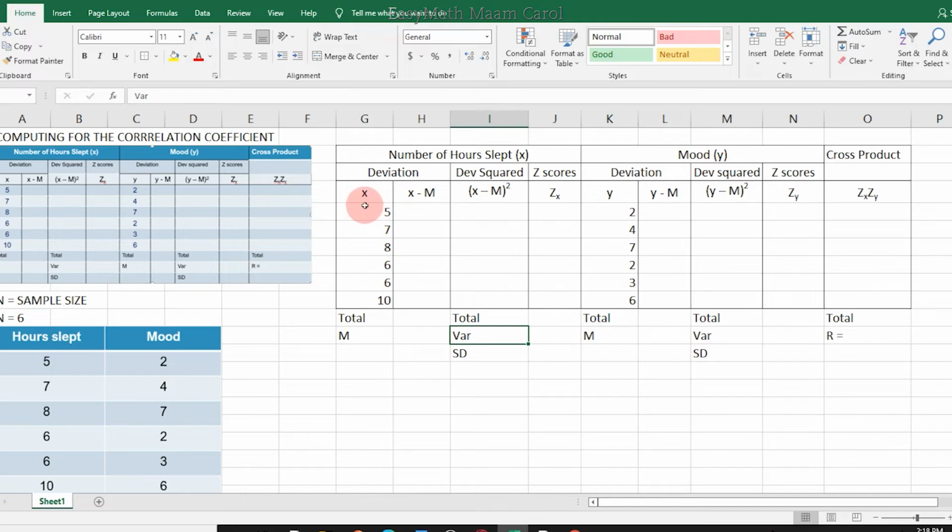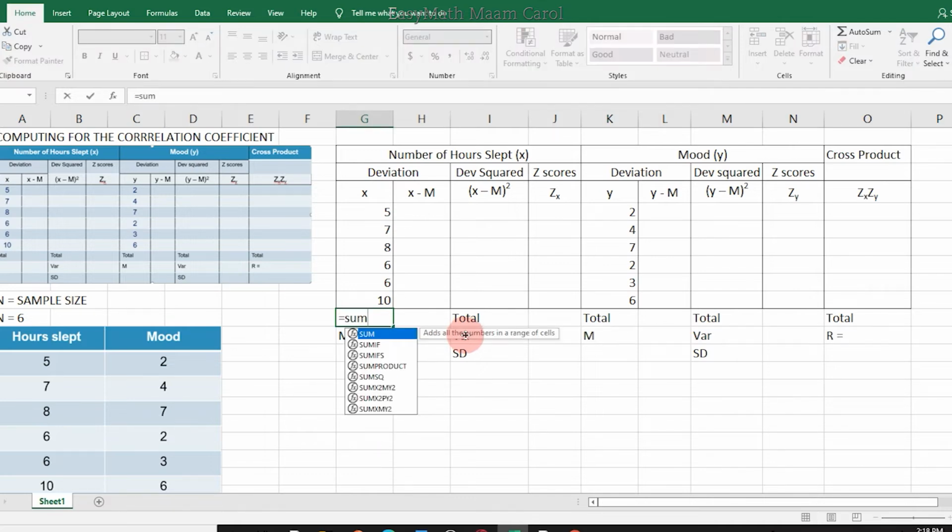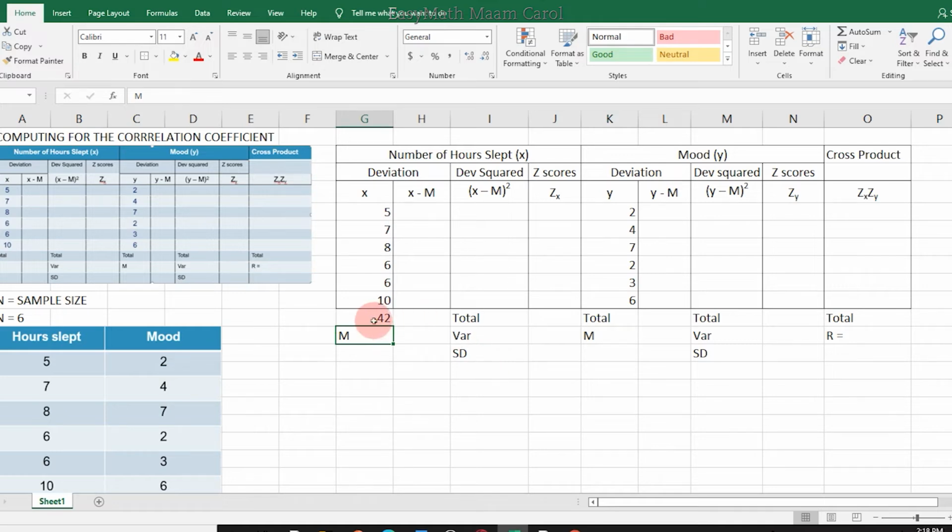Starting from the X values, we need to get the sum. The formula for getting the total is equal to sum, open parenthesis, highlight the data, close parenthesis, and then enter. So we have 42. All of this is equal to 42.